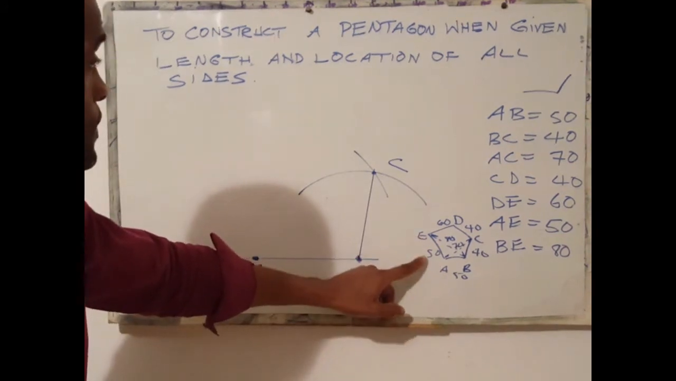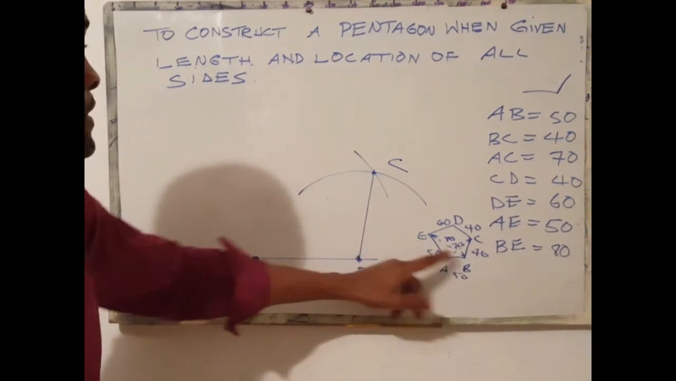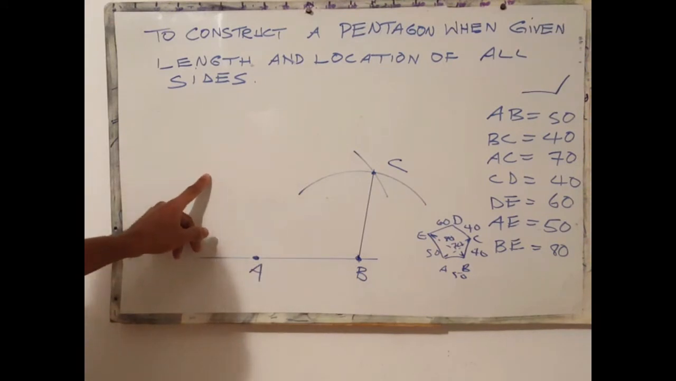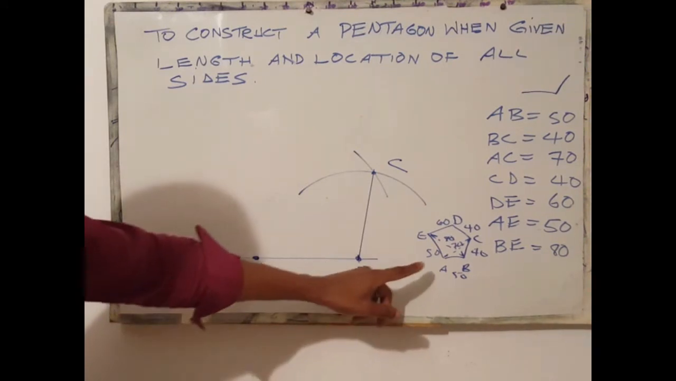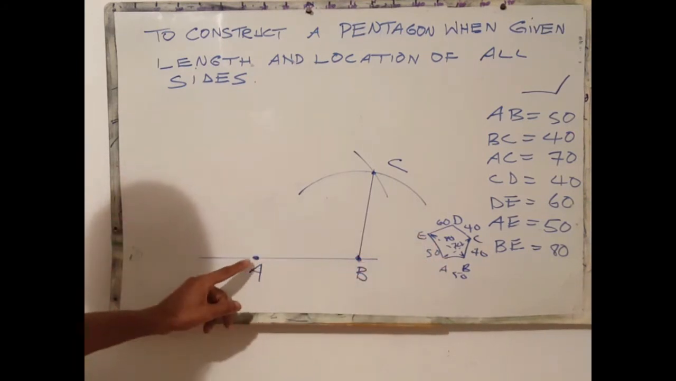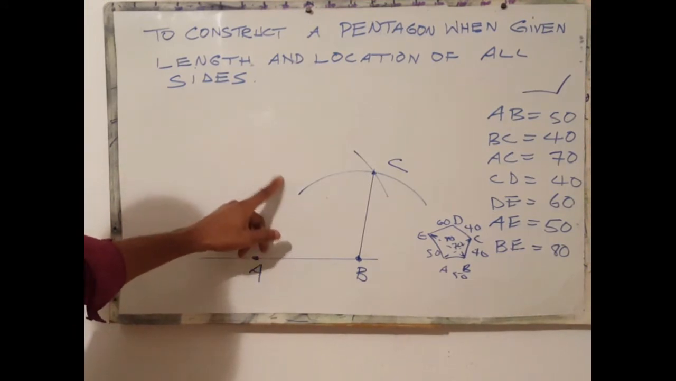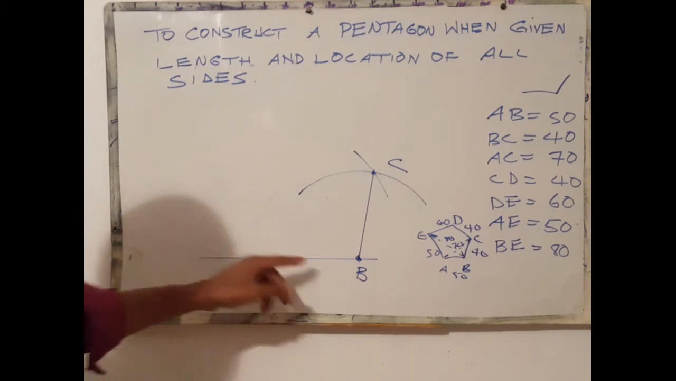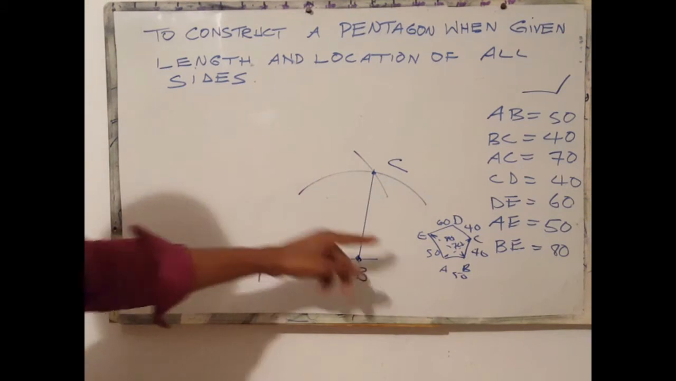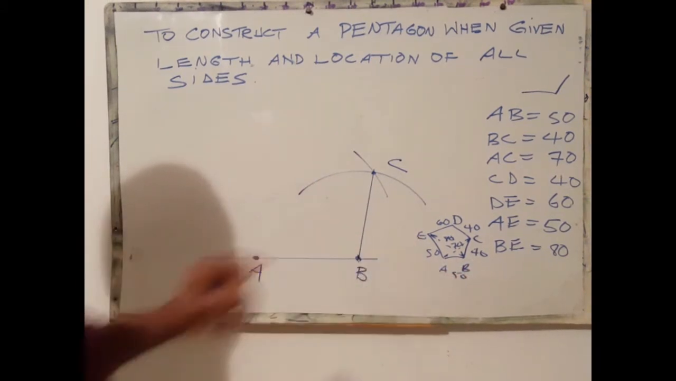At point A, I know that AE is 50. I also know that BE is 80 millimeters. So I have two radial distances for point E: 50 millimeters from A, and 80 millimeters from B. So we're going to use A and B as centers to get point E.